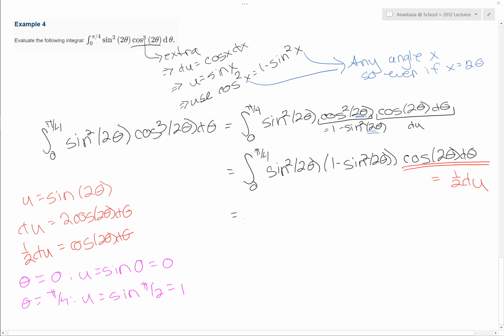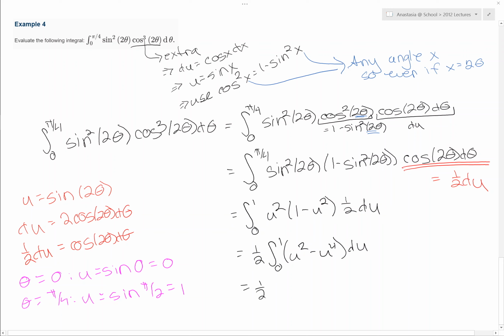So now, coming back to our integral, we're going to have the integral from 0 to 1 of sine squared 2 theta, which is u squared, times 1 minus u squared times 1/2 du. So we'll pull the 1/2 out and also distribute inside of the integral. So we have 1/2 integral from 0 to 1 of u squared minus u to the 4th du. And now we have a couple easy antiderivatives: 1/3 u cubed minus 1/5 u to the 5th. This gets evaluated from 0 to 1.